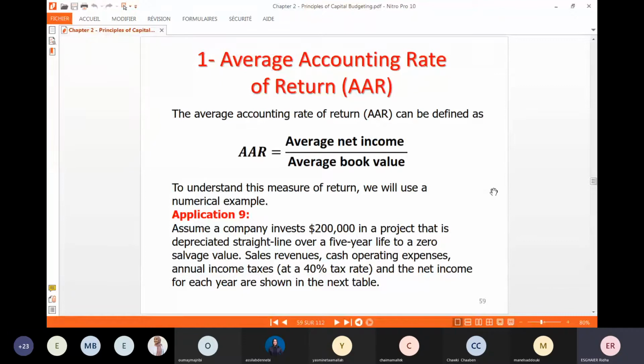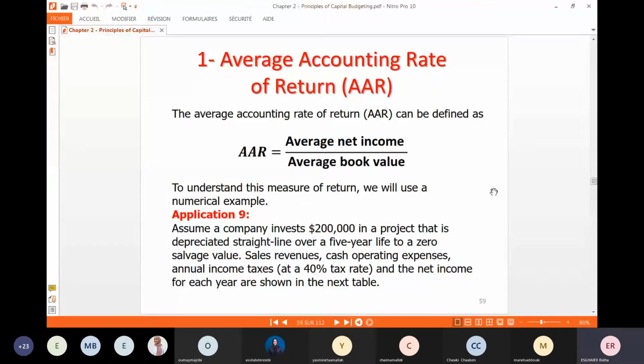Simply in our case, we will use this formula, which is the most used one: the average net income over the average investment. The average investment, they call it the average book value, which is your initial book value, the initial investment, plus the salvage value over 2. This is what we will use in our course. So you may find another formula in another book; it doesn't mean the other book is wrong or that we are wrong, neither is wrong.